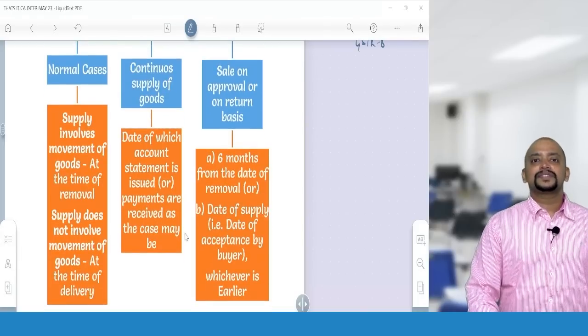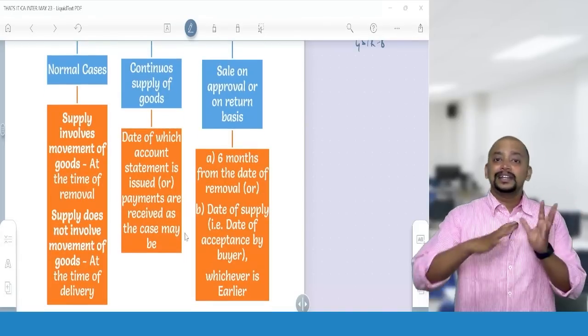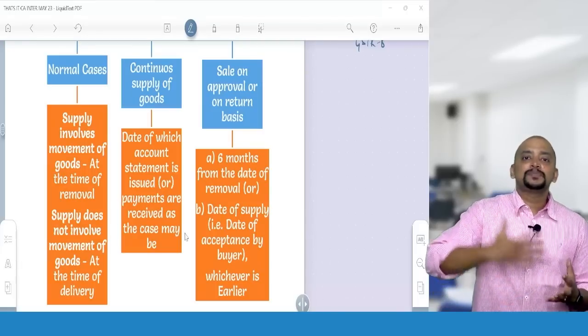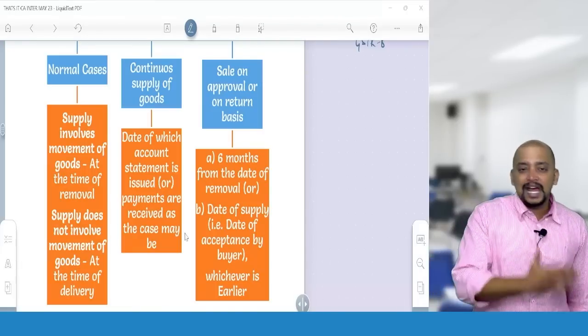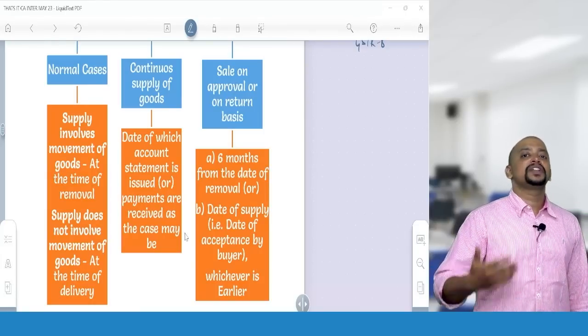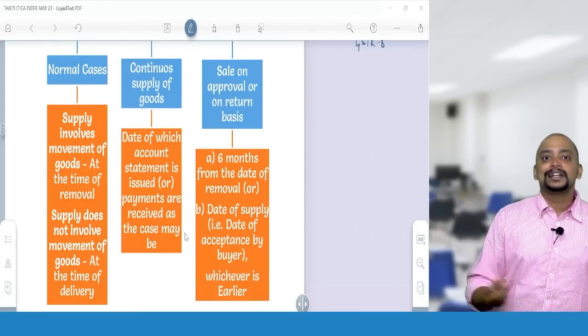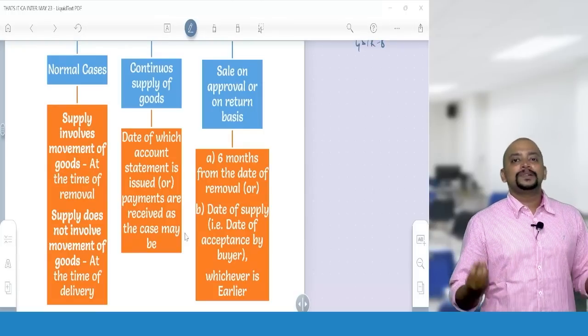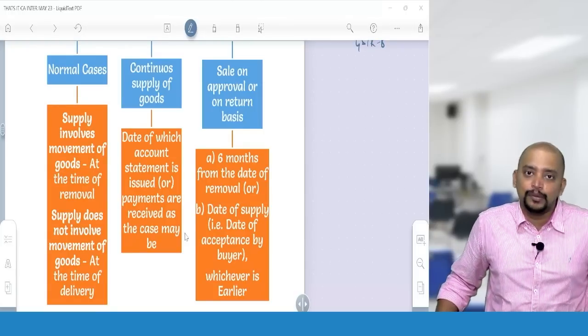Now what is the meaning of supply involving movement of goods or not? Under the contract of supply, the seller dispatches the goods to the recipient. So goods travel from one place to another place under the contract of supply, and the supply is completed only when the goods are handed over to the recipient. That is this Amazon, Flipkart. So e-commerce deliveries will come under supply involving movement of goods.